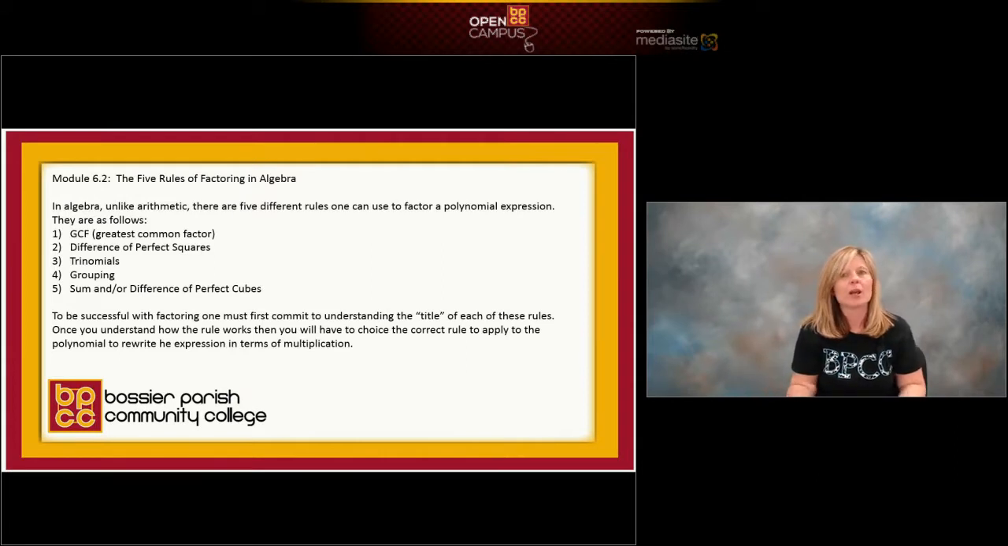And that's the only way we factor in arithmetic, is when we talk about factoring a number, we're breaking it down into its multiplication tables. That is totally different in algebra. Our goal is to learn how to factor polynomial expressions. Well, unfortunately, there's not just one way to factor a polynomial expression. There are actually 5 rules of factoring that we have to learn in the upcoming modules on how to break down a polynomial expression into multiplication. So this is going to require a lot more work because it's not as cut and dry as arithmetic.